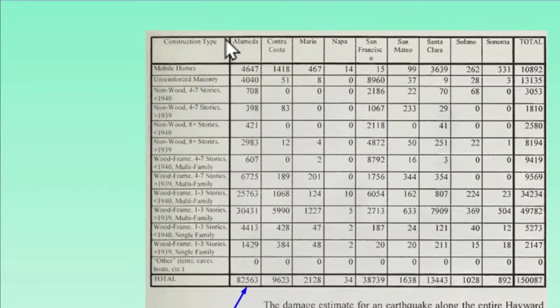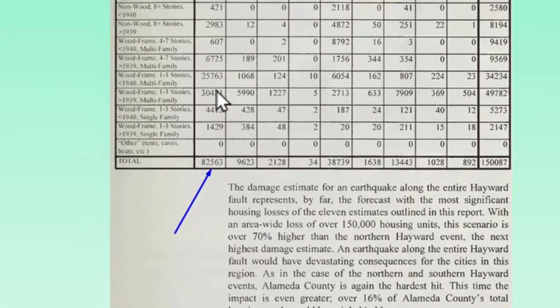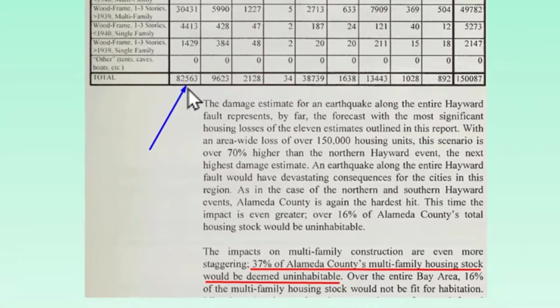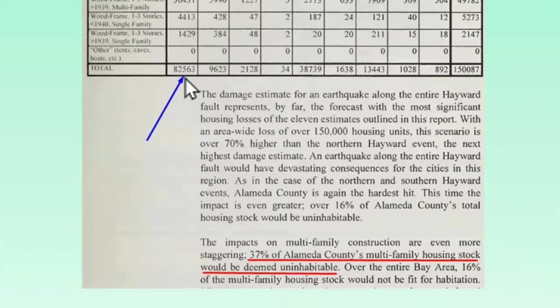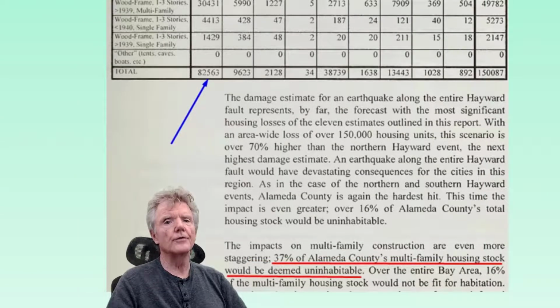So right here we see that it's for Alameda County, and we come down here and we see that there will be a total of 82,563 dwellings. So that means apartments, houses, everything. However, you come down here and look at this, this is what's really shocking: 37% of Alameda County's multifamily housing stock will be deemed uninhabitable. So that's pretty significant. That's a huge segment of the housing stock.